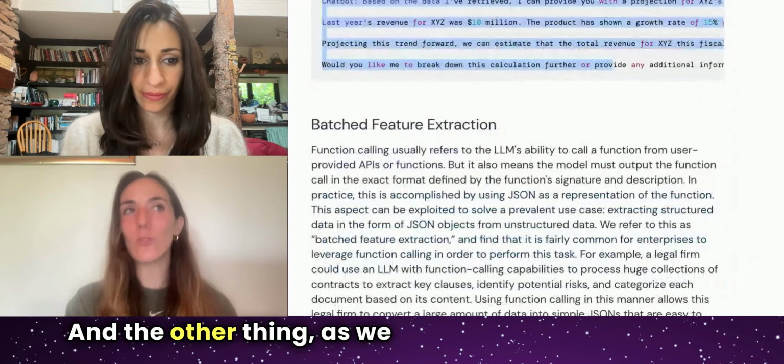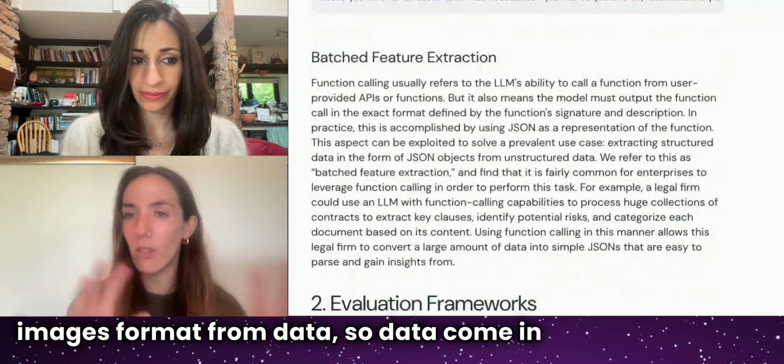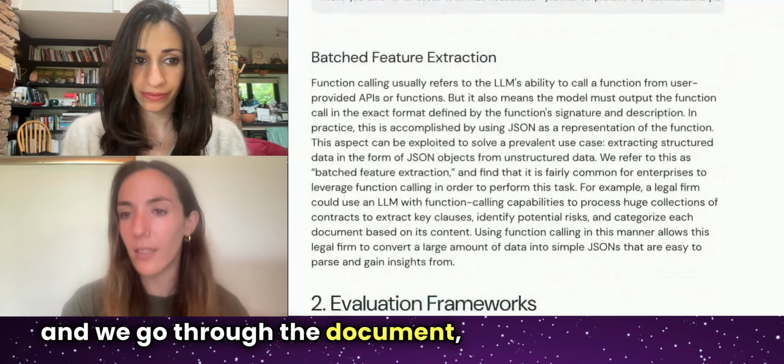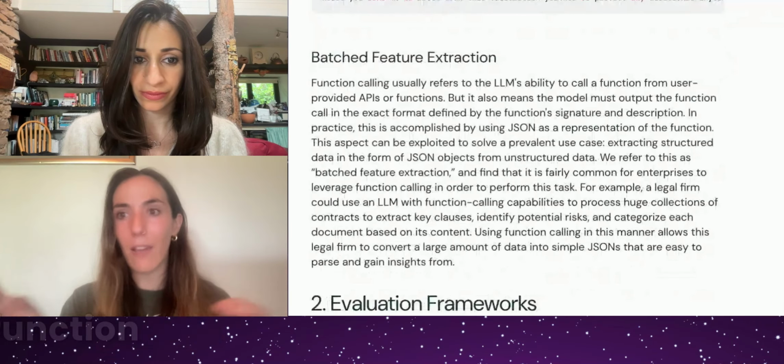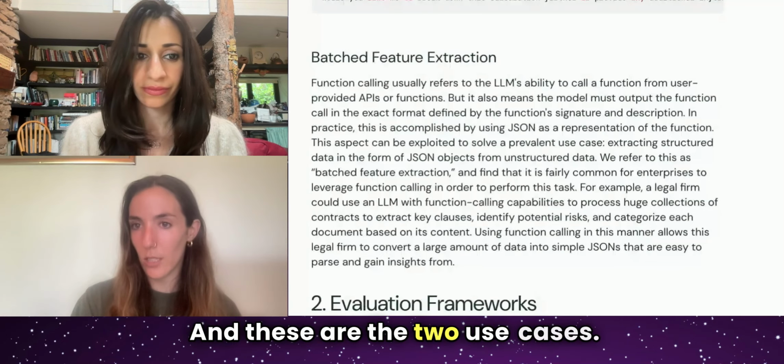application. And the other thing, as we said, is extracting features in a JSON format from data. So data come in different formats, and we go through the document, extract text, and apply function calling so that we format it as JSON. And these are the two use cases.